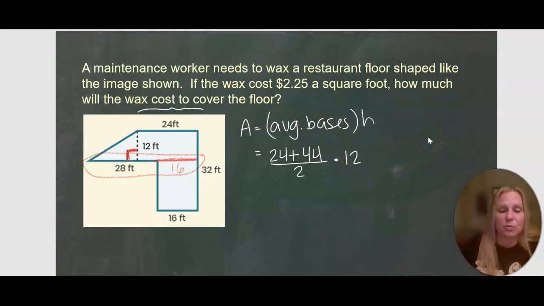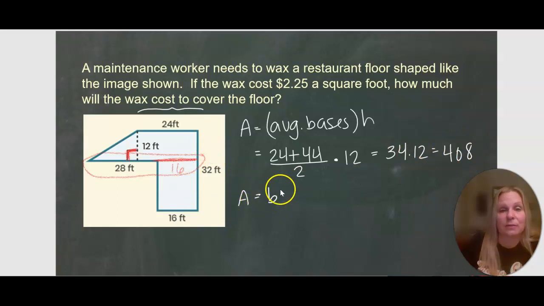All right, let's do it. So 24 plus 44 is 68, right? Let me just make sure. It's late, and I'm a little tired. All right, divide by 2, and I get 34. So this is 34 times 12. So times 12 is 408. Now that's just the trapezoid, right? So I still need to do the rectangle.